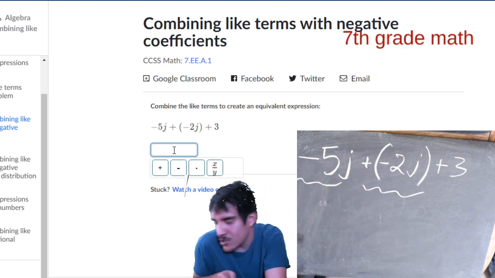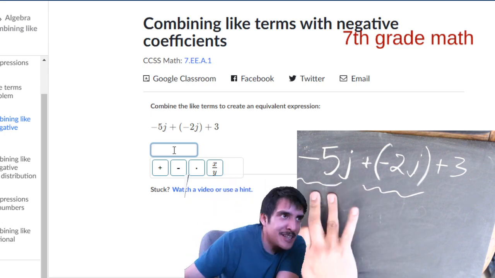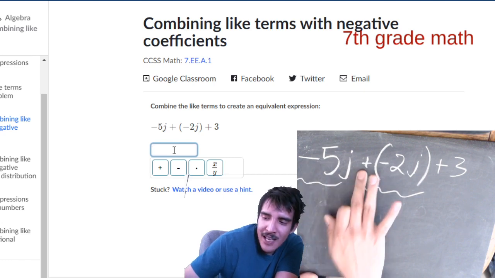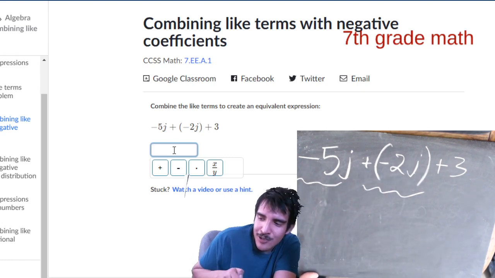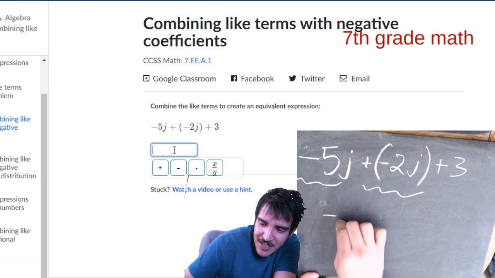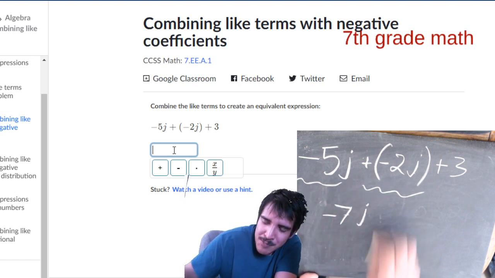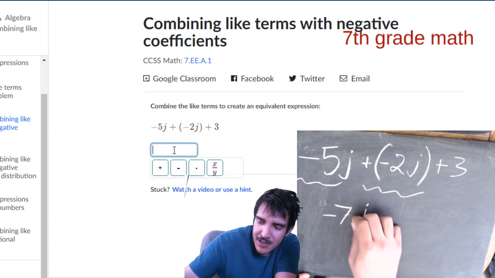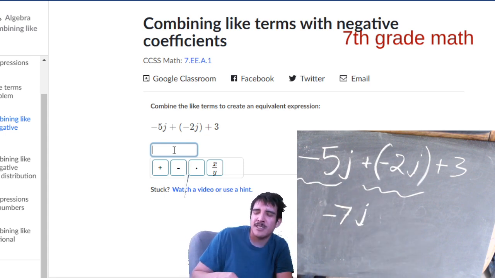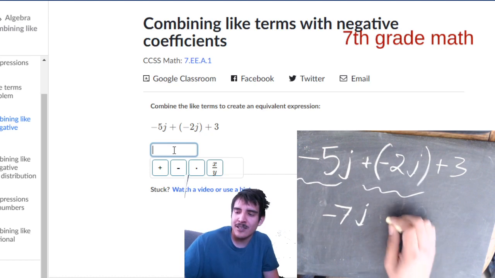What starts with a J? Jump ropes. I lost 5 jump ropes, and then I also lost another 2 jump ropes. So total, I lost 7 jump ropes. Again, this problem's not about jump ropes, but I feel like it might help people understand how to combine like terms.